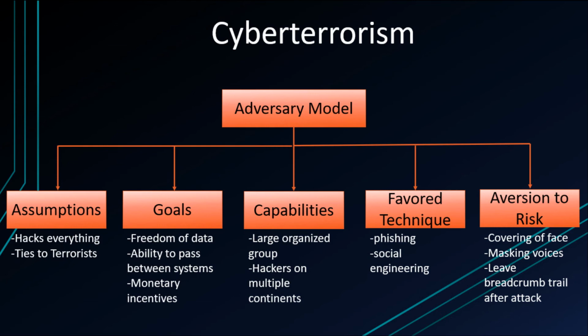A quick breakdown of cyber terrorism's adversary model is as follows. Their assumptions: hack into everything, ties to terrorists. Their goals: freedom of data, ability to pass between systems, and monetary incentives. Their capabilities: they're large and organized, and hackers on multiple continents. Their favorite techniques is phishing and social engineering, and their aversion to risk is covering a face, masking a voice, leaving breadcrumb trails after an attack.